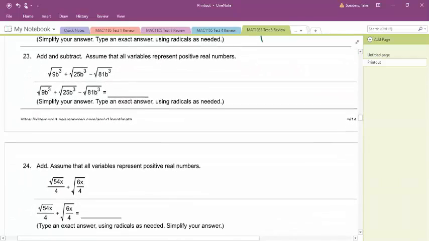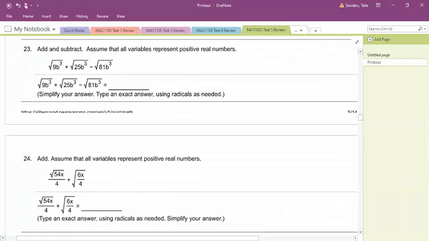Okay, what about number 23? There's actually a lot that can be simplified there. So what is the square root of 9? 3. Good. And then what is the square root of b cubed? Wouldn't it be a b on the outside of the radical and then a b on the inside? Exactly.